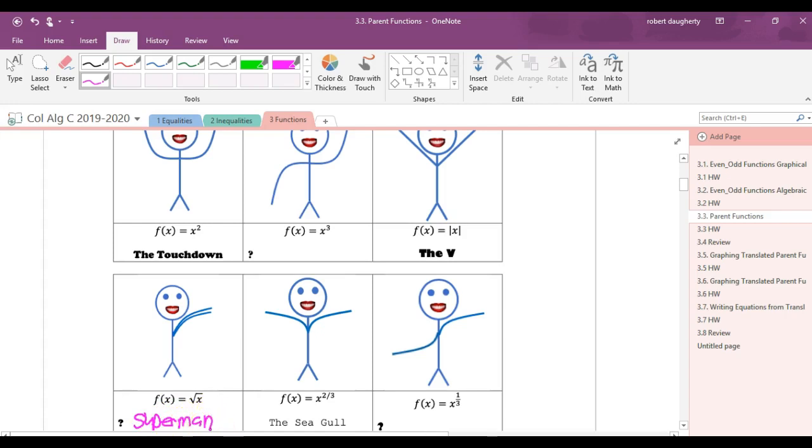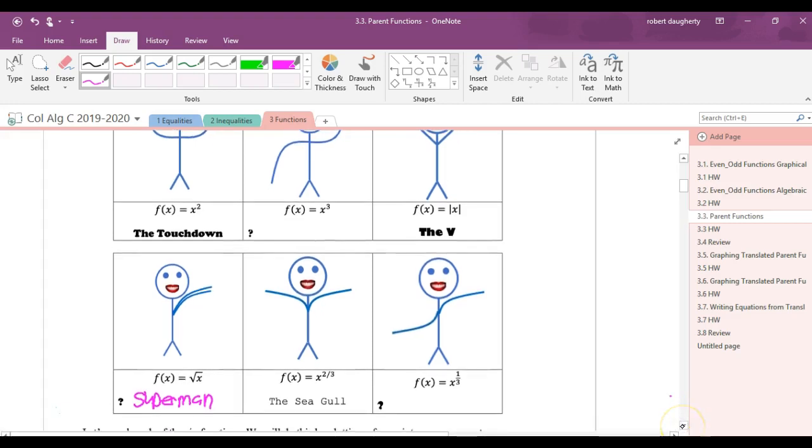And then I think I call this a seagull. It goes out like this. I can't think of anything better for this, but you can always change it in your mind. This one is the V, but the one that goes out like this is the seagull. And then the other two, we'll look at these graphs.